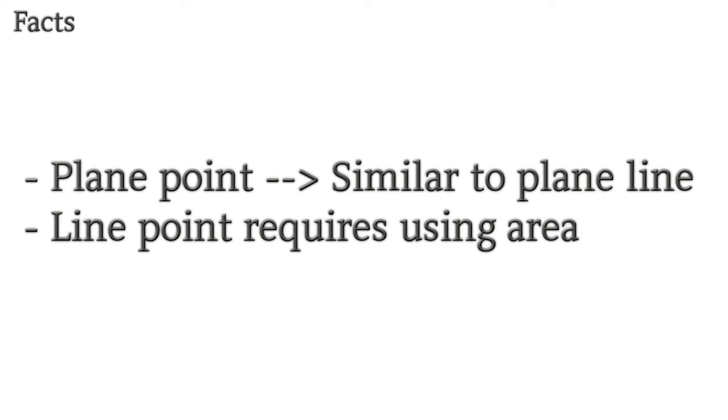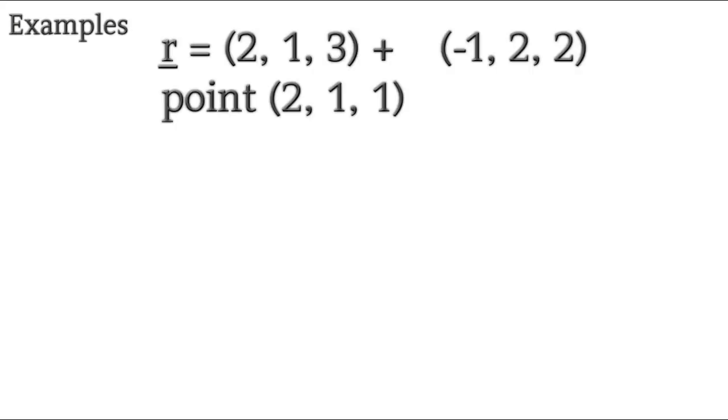Except this time we are going to use the dot product to find the perpendicular distance from the plane to the point. For the point to line, it requires you to use the vector area equation with the cross product, which I'm going to talk through during the example section. Example number 1 is a line to a point.